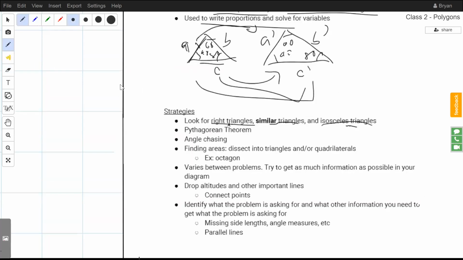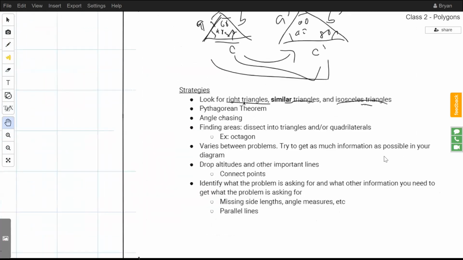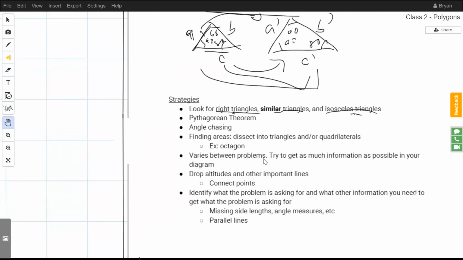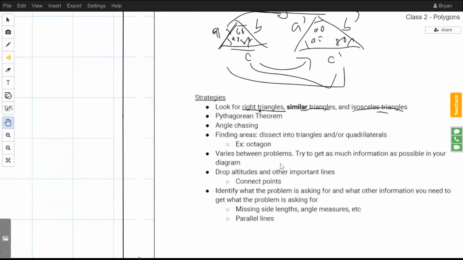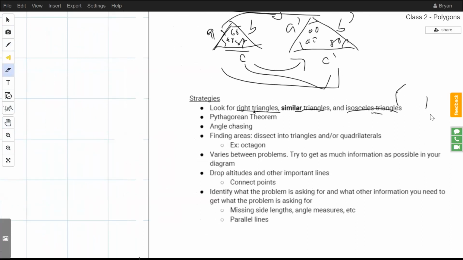And the next strategy is for finding areas of shapes that you don't have a very easy formula for. An example of this is an octagon, a regular octagon at least. There are many ways you can find this area. There are not actually. There are like two ways I can think of off the top of my head. But let me draw it first.